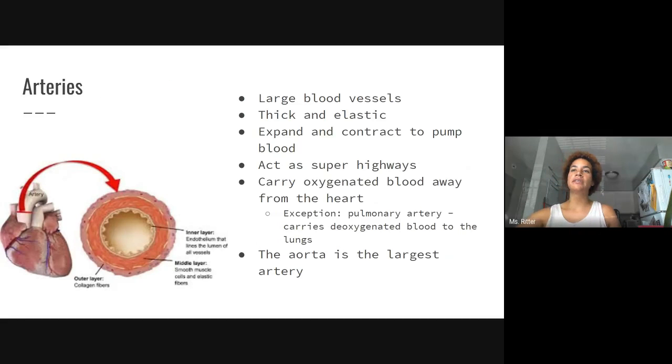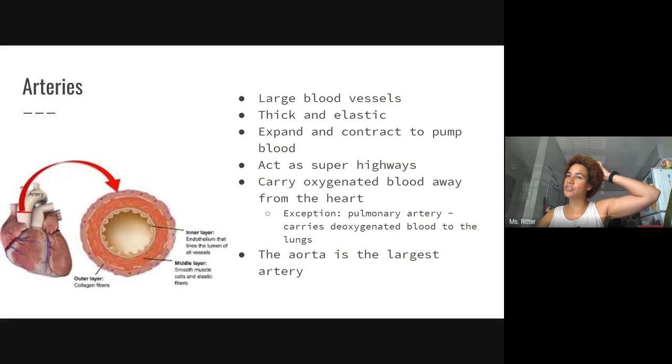All right, some other things that aid in the circulatory system function are arteries, right? And these are the biggest blood vessels, so they're the large blood vessels. The arteries are thick and they are elastic, right? They have to be able to pump this blood and move it around the body. So they're thick and elastic. They are going to expand and contract to pump the blood. So the heart is the beginner pump. The arteries are keeping it going, right?